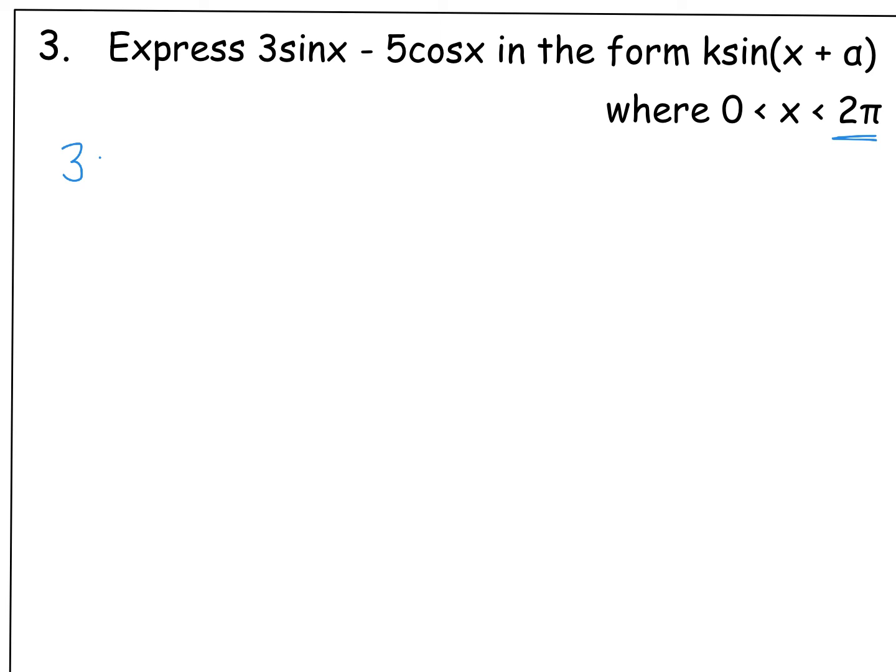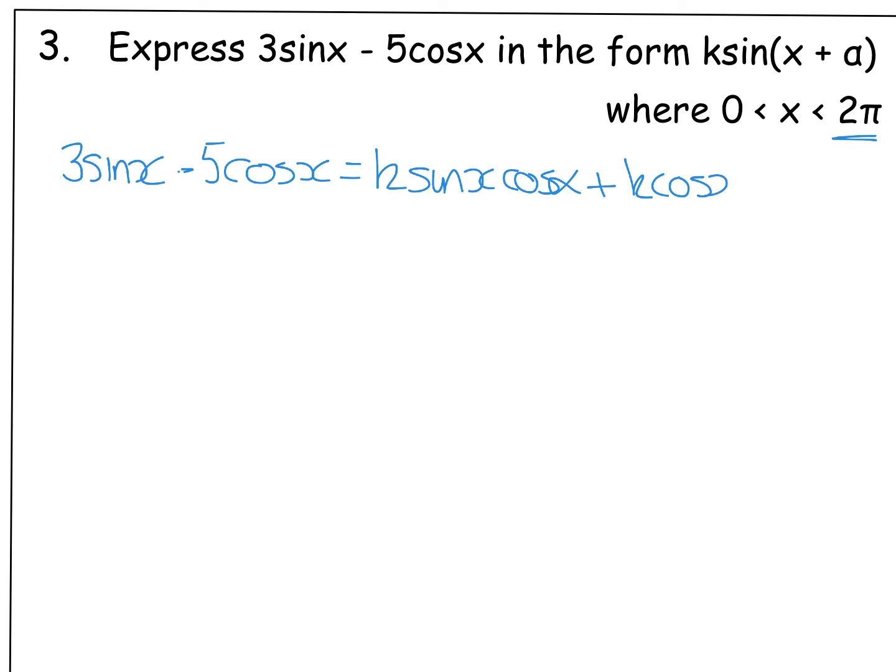So we have 3 sine x minus 5 cos x. And then your expansion is the one with a plus. So k sine x cos alpha plus k cos x sine alpha. Now we've got a positive in this one, so we don't need to worry too much about our signs. So we've got k sine alpha and k cos alpha. Always look and see what that is first to decide whether it's positive or negative sine alpha you write down.